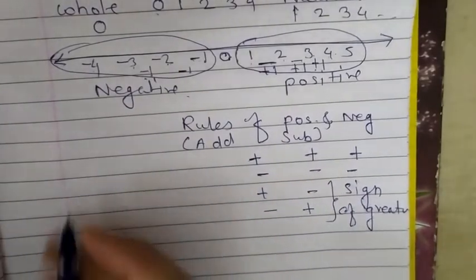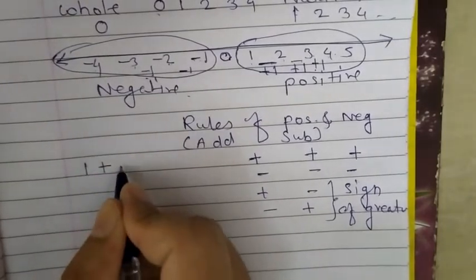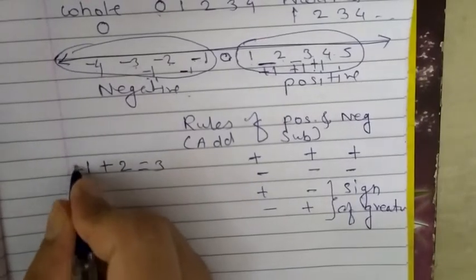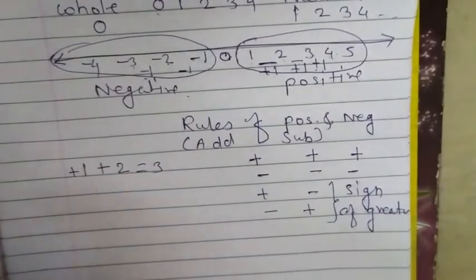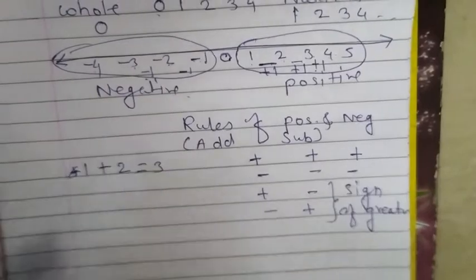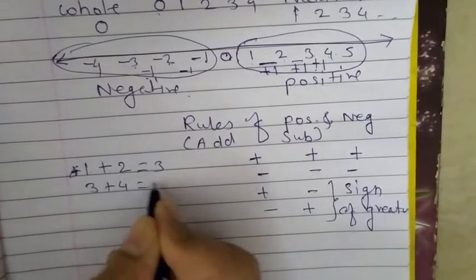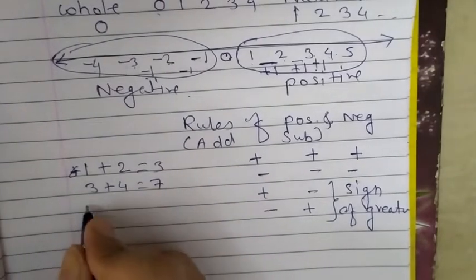Suppose I am doing 1 plus 2, it is 3. Both numbers here don't have a sign, so it is nothing but plus, but we don't write plus 1, we directly write 1 plus 2. If you take another example, 3 plus 4, it is 7. Now we take both negative numbers.